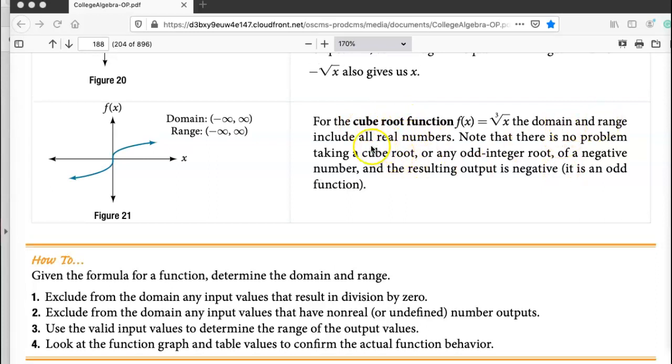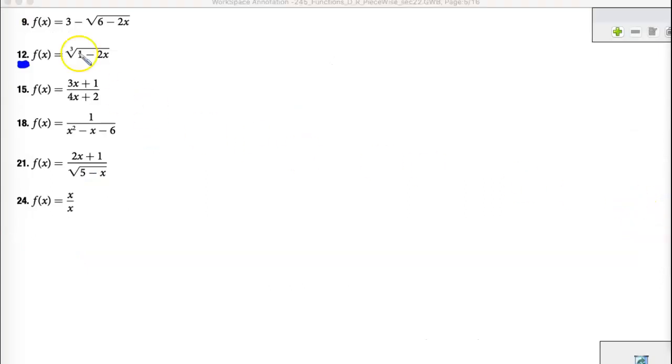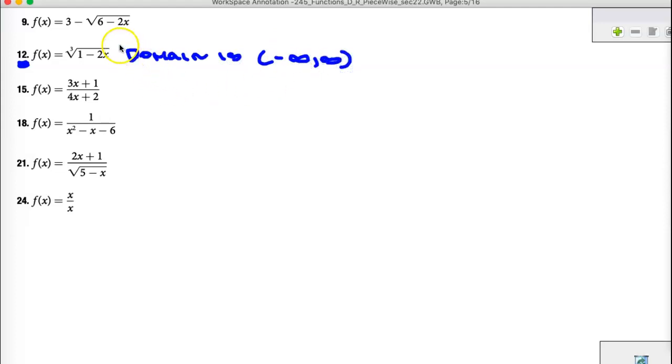It says the domain and range includes all real numbers, right? Note that there is no problem taking the cube root of a negative number, and the output is negative. So when I look at the cube root, I'm able to quickly indicate that the domain is negative infinity to positive infinity. And watch the clock, right? Which problems are quick, which problems are longer.